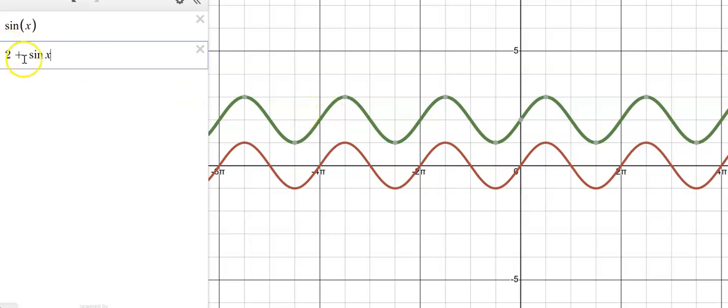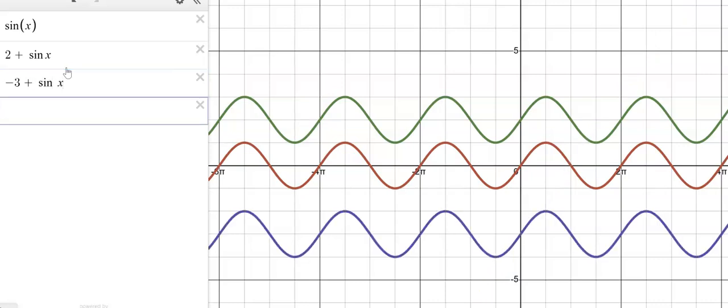If I were to add a -3, just to be different, plus sine x, you see how it shifted everything down 3 units. And it would work the same way for cosine. I'm not going to go over it. It does exactly the same thing.